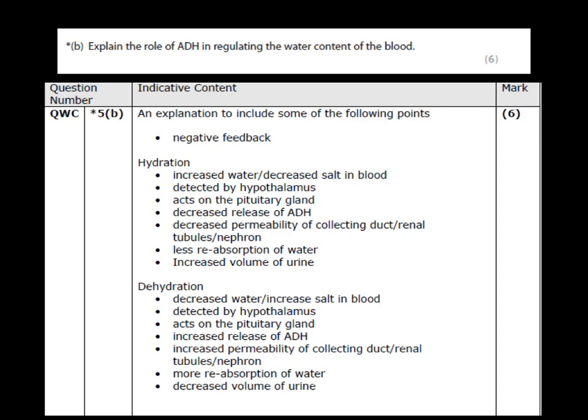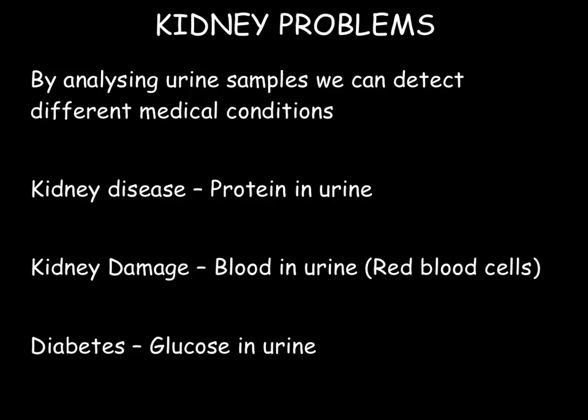be more concentrated urine. The kidneys are quite a delicate organ, and when something goes wrong, this can lead to issues that we can pick up in urine. So by analysing urine samples, we can detect different medical conditions. The first one of these is kidney disease, which we detect by finding protein in the urine. This is caused by the protein being able to move into the filtrate through the diseased parts of the kidney.